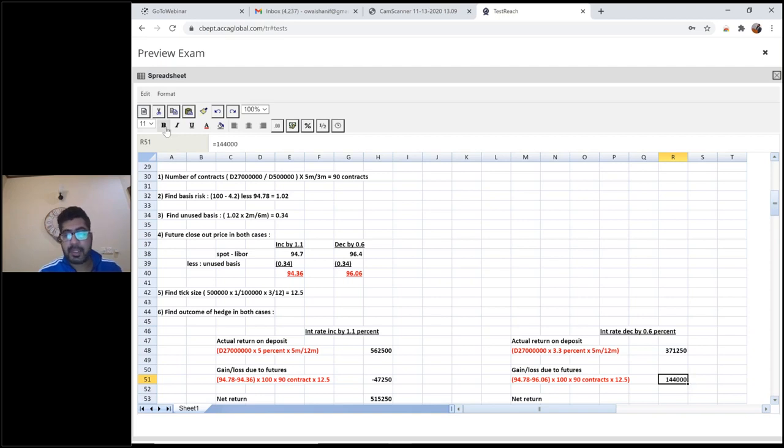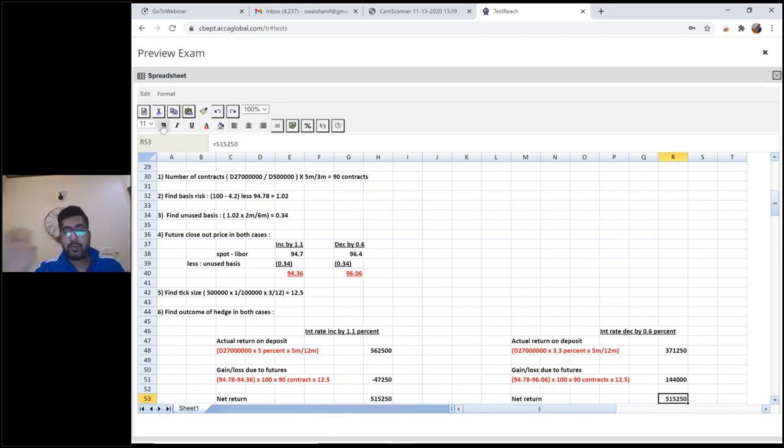Important thing, is it a gain or a loss, to be added or deducted? Now, in deposit the strategy is buy now, sell later. Buy at 94.78, sell at 96.06. Is it a gain or a loss? Buy at 94.78, sell higher at 96.06. It's a gain. Gain increases return, so add it. This makes it 515250.